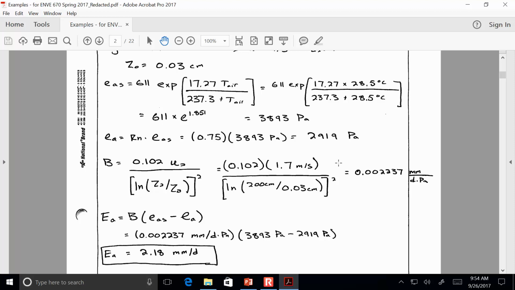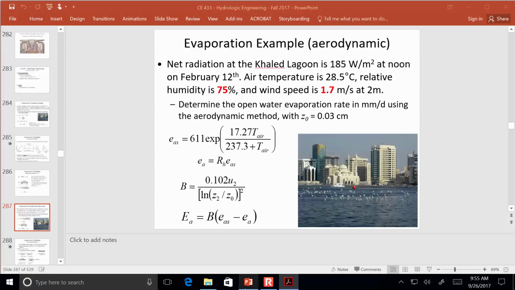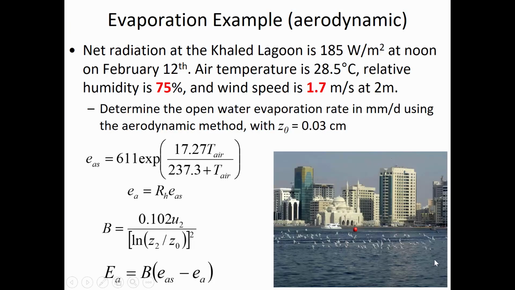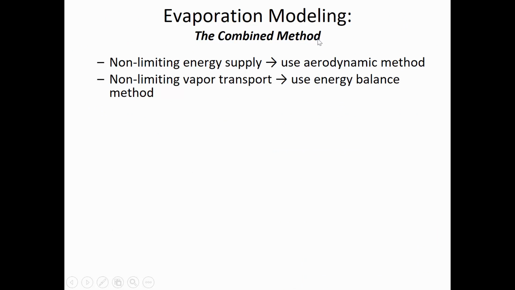No, we don't add them. It certainly wouldn't be any more than the energy that's available. We could potentially have 6.54 from energy, and we can't have any more than that. What we do to say which it is, is this combined method. So if you had unlimited energy, then you would use the vapor transport to find out the limiting factor.